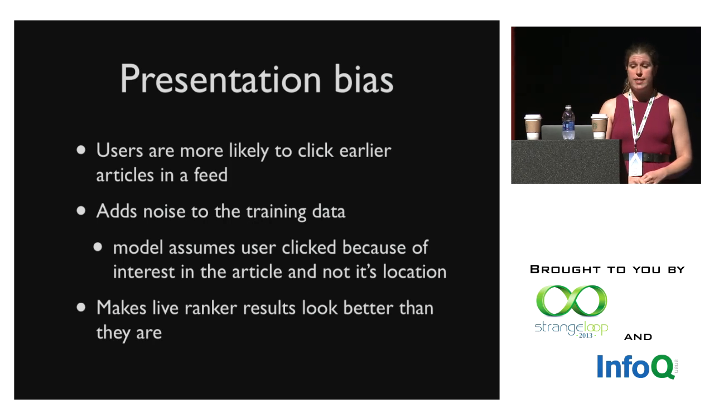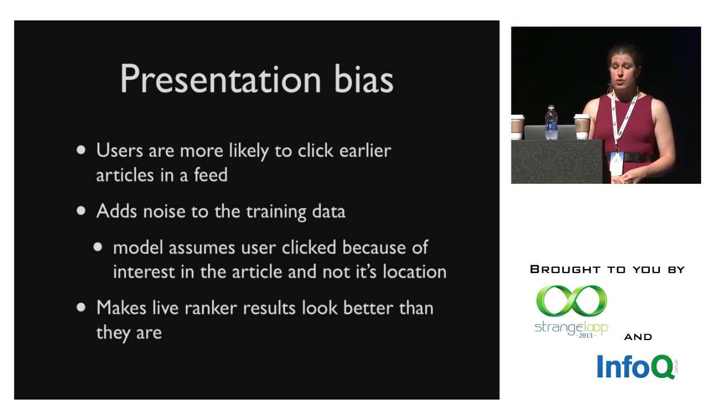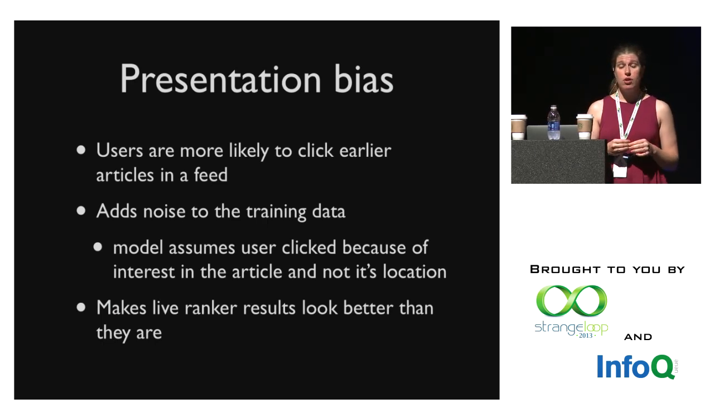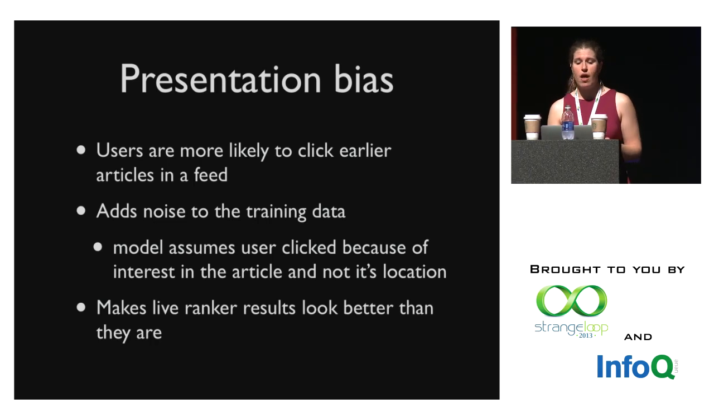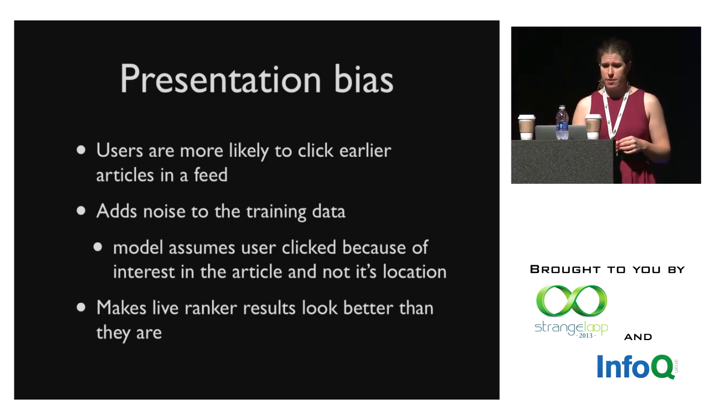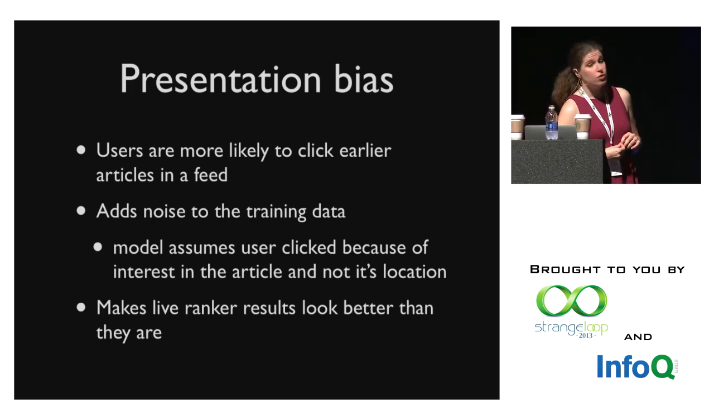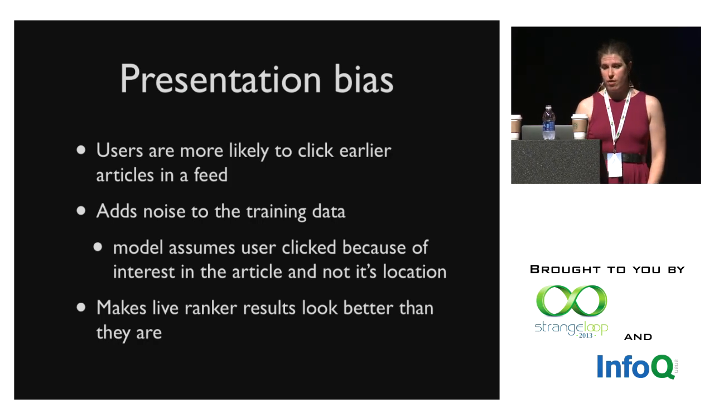Our learning algorithm is based on the assumption that when a user has a positive interaction with a document, it's because of something inherent to that article, and not something external like that article's location in a list. So this leads to noisier input training data. It also makes live rankers look better than they are, since people are inclined to click on earlier articles presented regardless of quality. There's really not a whole lot you can do about this other than to just be aware of it.